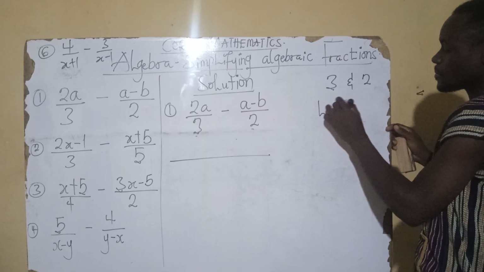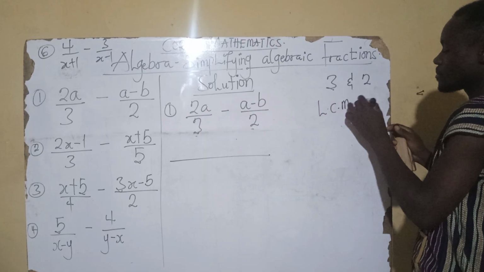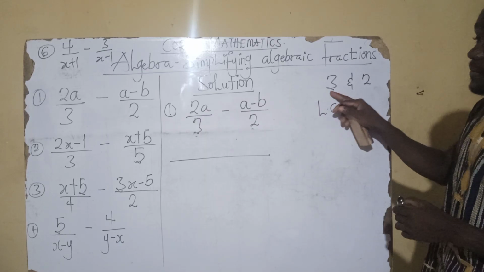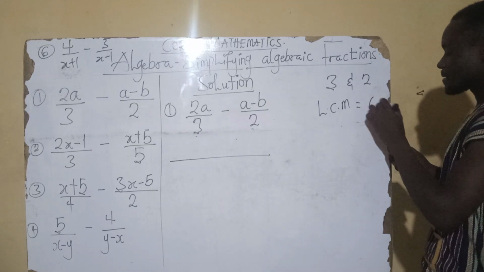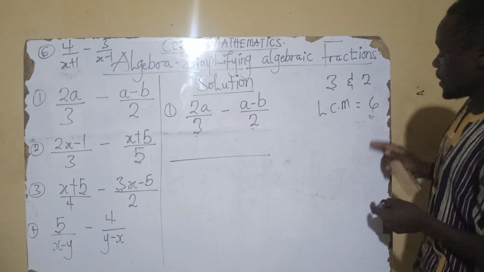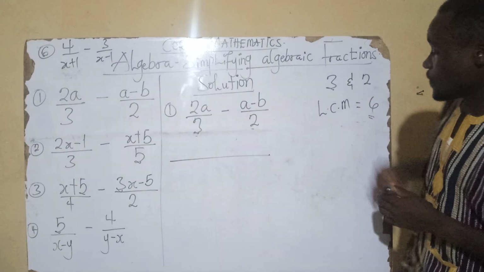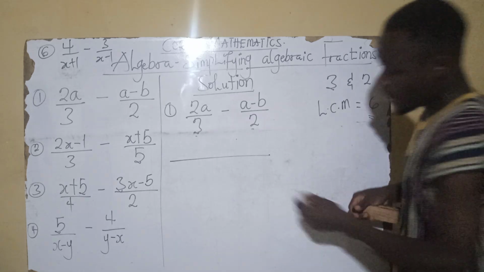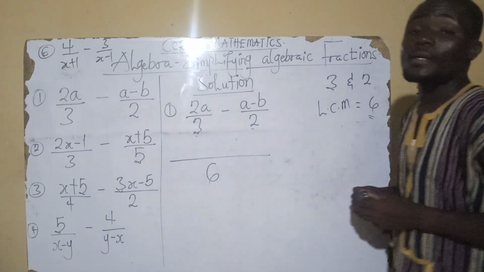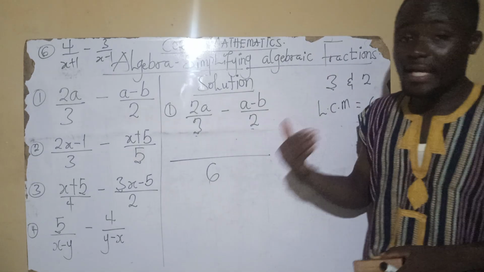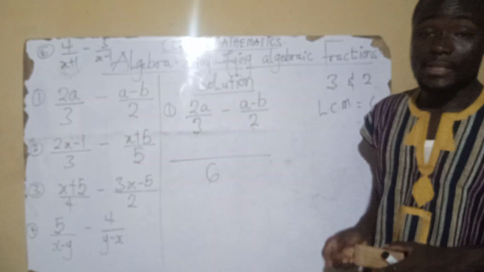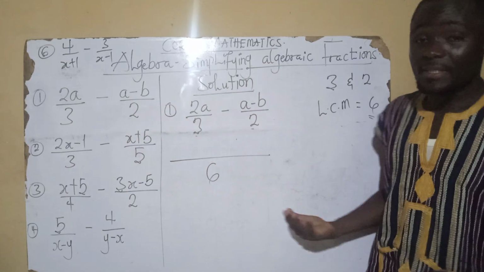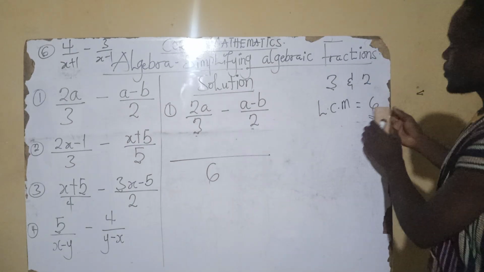The LCM for 3 and 2 is what? 6. So now the LCM, the least common multiple for 3 and 2, is 6. So I'll write down my 6 here. Then over here I will check the number of times that 3 goes into 6. Are you with me? Now how many times does 3 go into 6? So here I'm going to check.